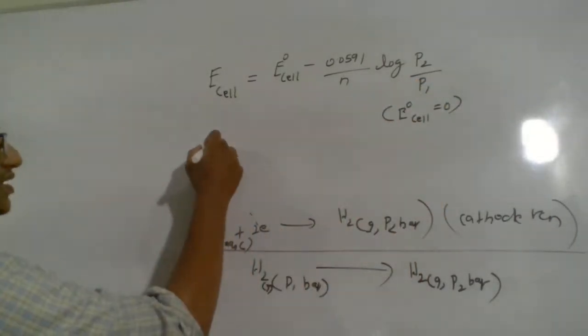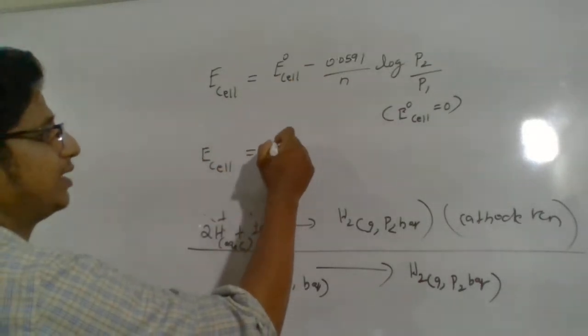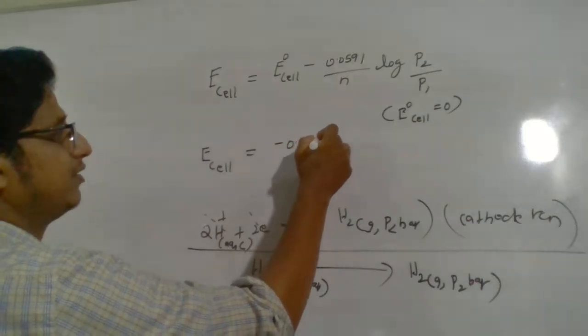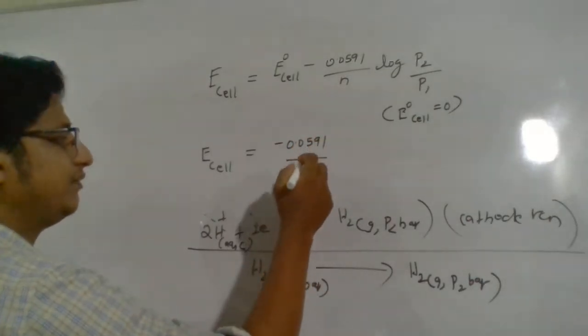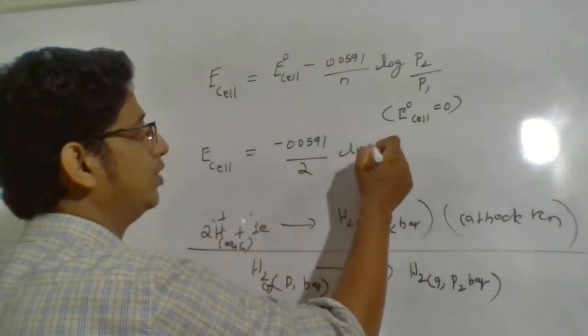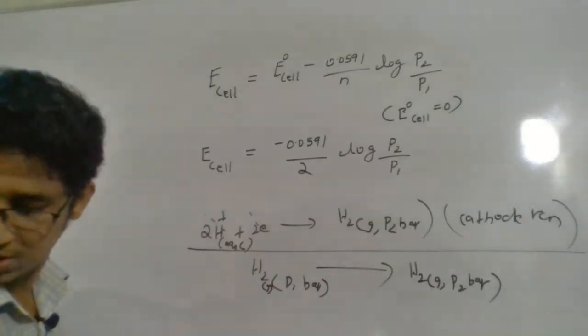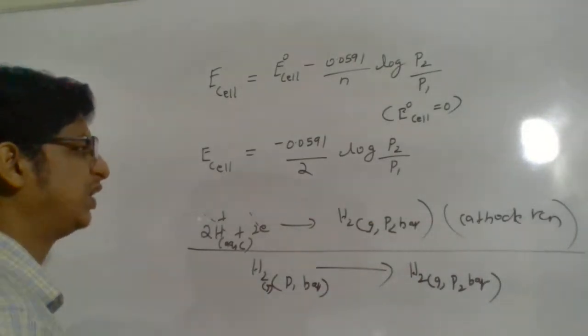So E cell will be equal to 0 minus 0.0591 divided by n, where n is 2 since 2 electrons are involved, times log P2 divided by P1. So that's the equation that you can have.